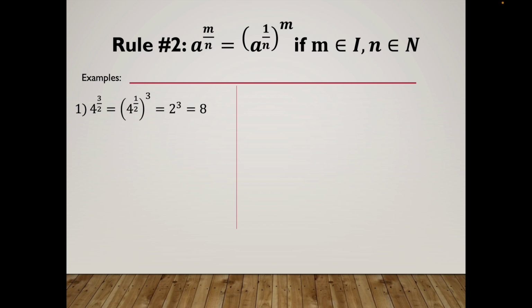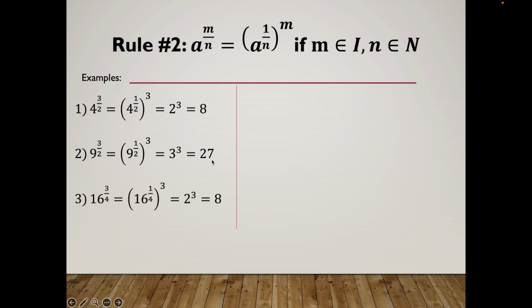So here's an example. I have 4 to the 3 over 2, which is the same thing as 4 to the 1/2 times 3. And I know that 4 to the 1/2 is the same thing as the square root of 4, which is 2. So in the end, I get 2 to the power of 3, which is 8. Here's my other example. I'm going to bring the 3 on the outside, keep my 1/2 on the 9, and then I'm going to do the square root of 9, which is 3 to the power of 3, which is 27. Here, I remove my 3 to the outside. I do the fourth root of 16, which is 2, to the power of 3, which was on the outside, which gives me 8.